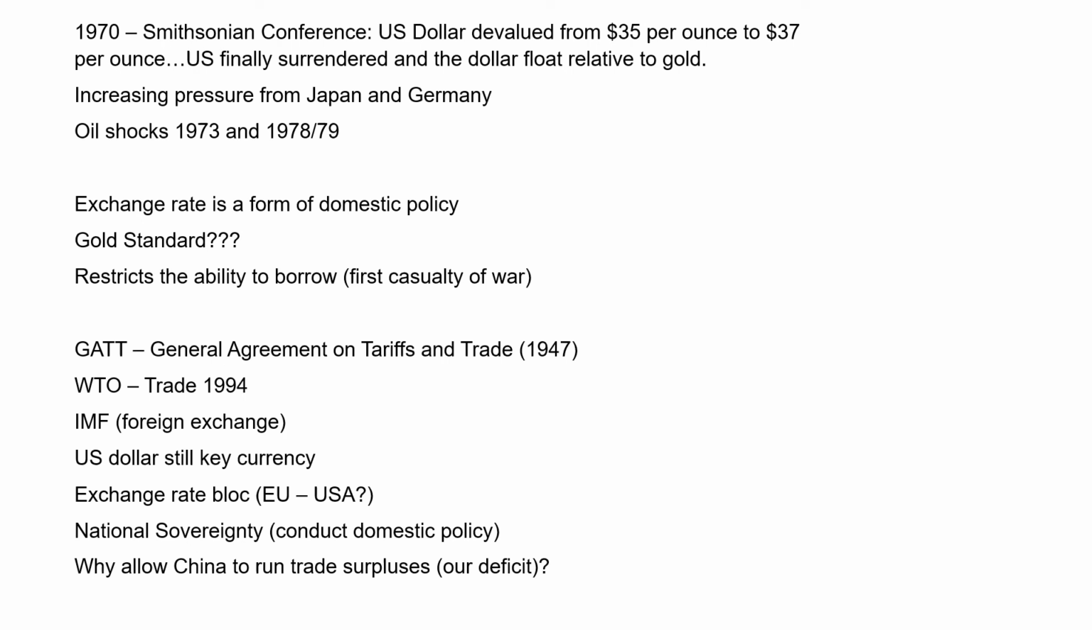Think about it. Prior to the formation of the United States of America, we had 13 colonies, and they all had their own currency. So when you come together, that's what we call an exchange rate block. The formation of the USA and the EU brought together an exchange rate block. So national sovereignty is your ability to conduct domestic policy. And once again, why allow China to run trade surpluses, our deficits?